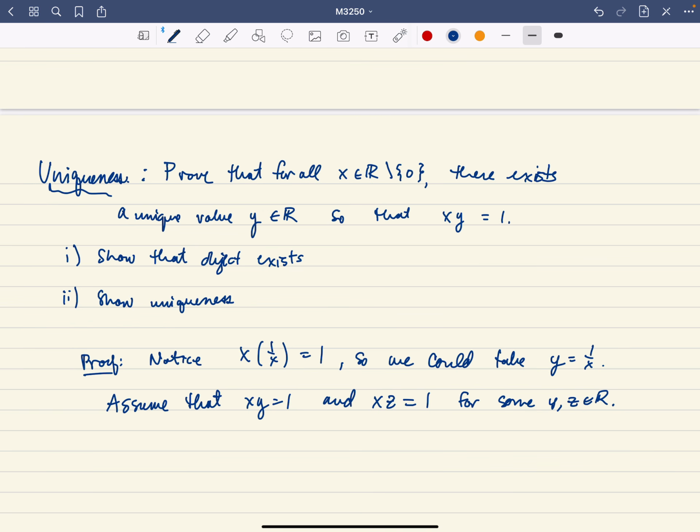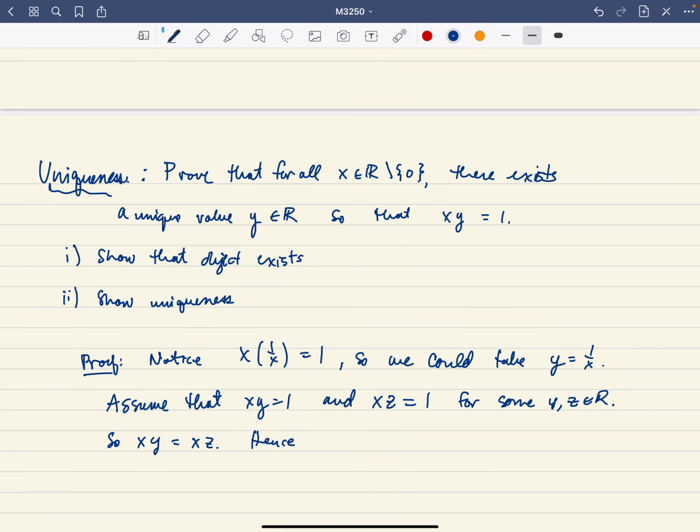Okay, and then our goal is to show that if that's the case, then y and z have to be equal, and that shows that there's only one value with the property, right? If we assume that there's two or more values, but they all have to be the same, then there's really only one value with that property. So if x times y and x times z are both equal to 1, then they're both equal to each other by the transitivity of equality, because equality is an equivalence relation. So we can conclude that x times y equals x times z.